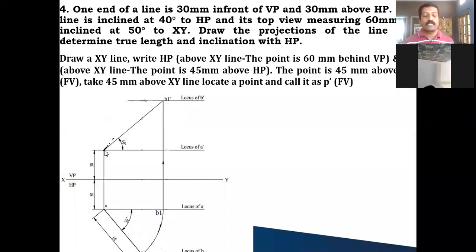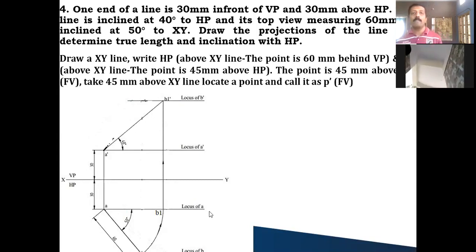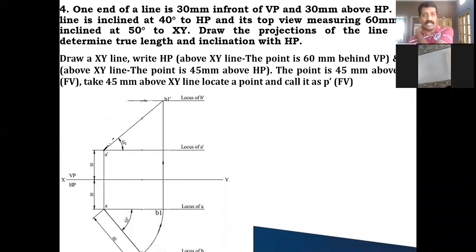From A dash, theta we can always see in the front view, that is the HP inclination. From A dash as the center, you draw a 40 degree line and leave it as it is. Theta you can draw. And its top view measuring 60 millimeter, that means the top view length he has given. So the data: theta he has given as 40 degree to HP, and top view length he has given as 60 millimeter.